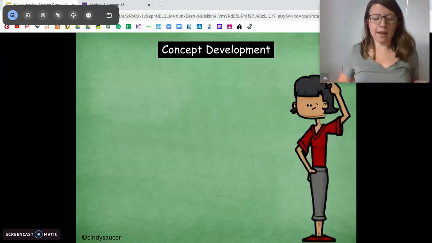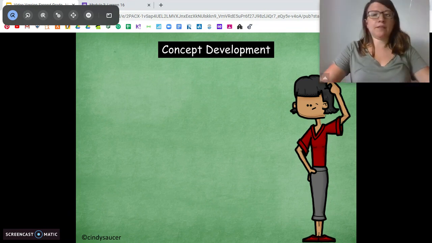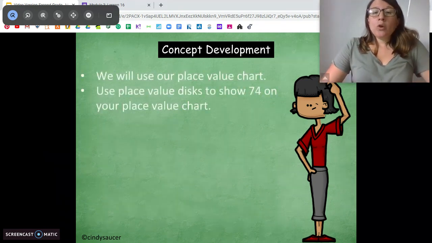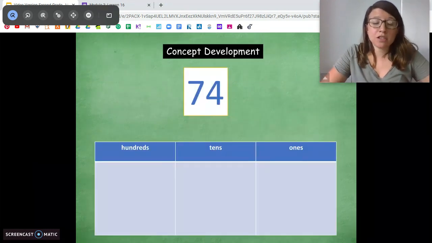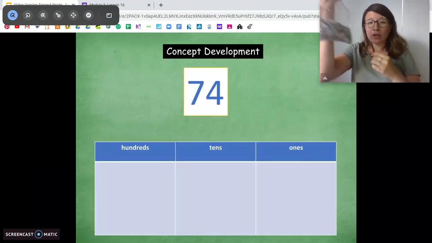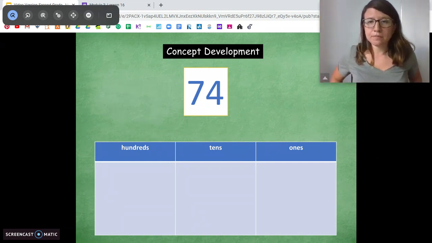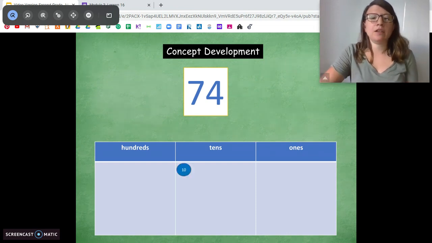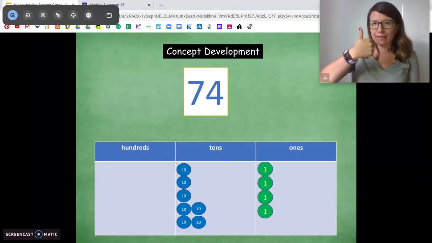Awesome work. All right. Take out your 2 place value charts and your place value discs. We are going to use those to create numbers and then compare numbers. So let's start by making 74 using your place value discs. Make it on one of your place value charts. So pause and do that now. Got it? All right. You should have 7 10s and 4 1s. Thumbs up if you got that.